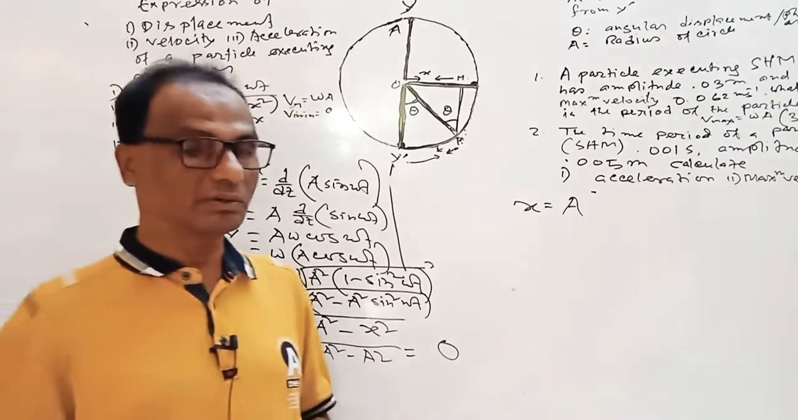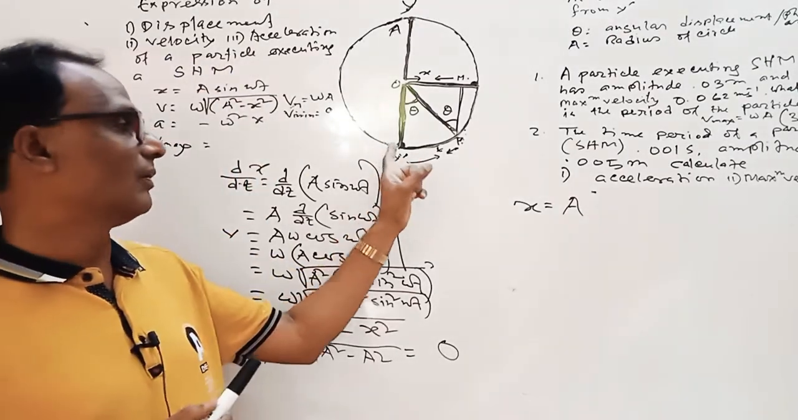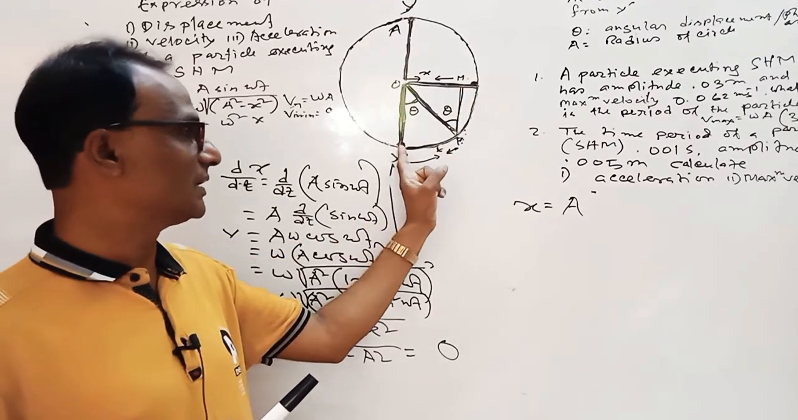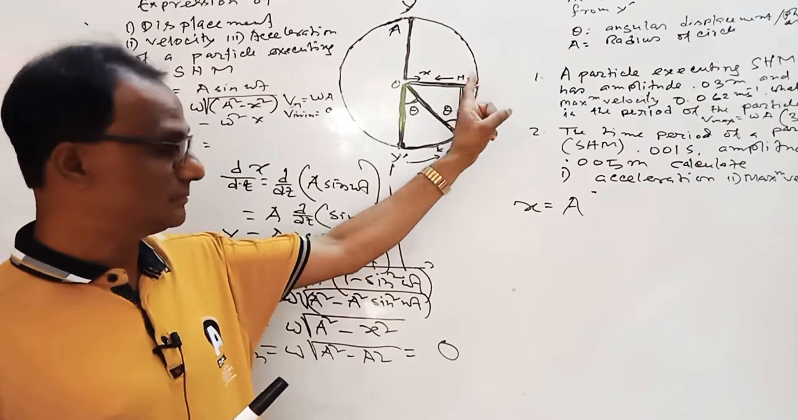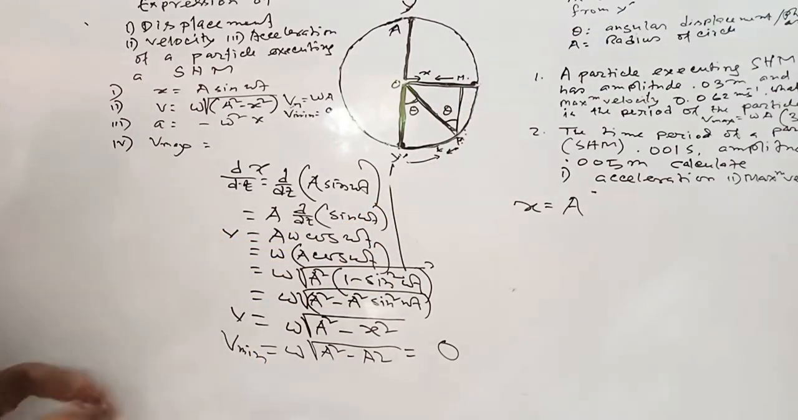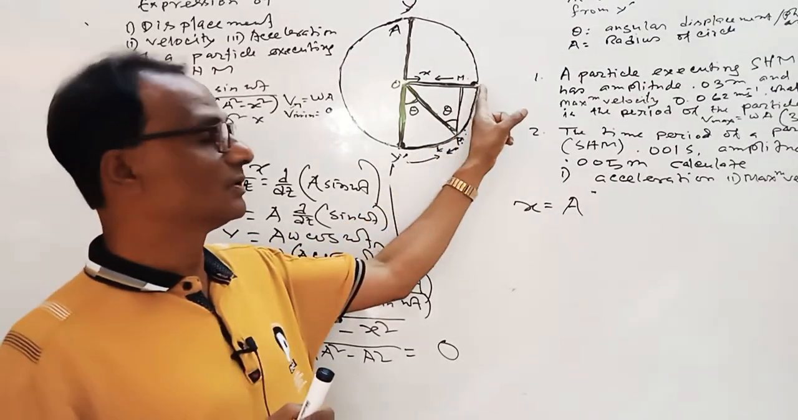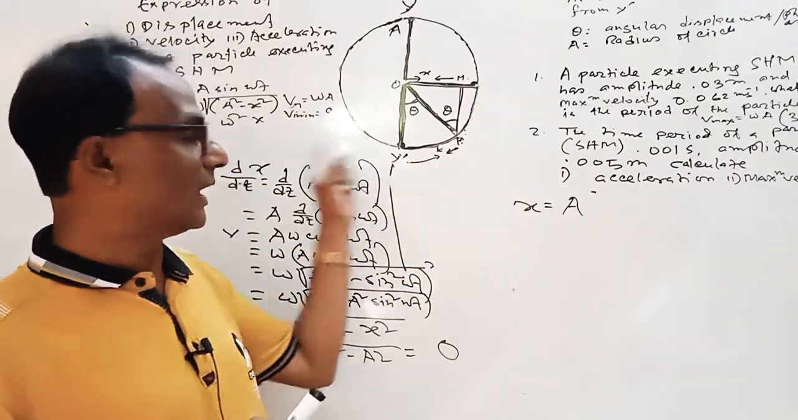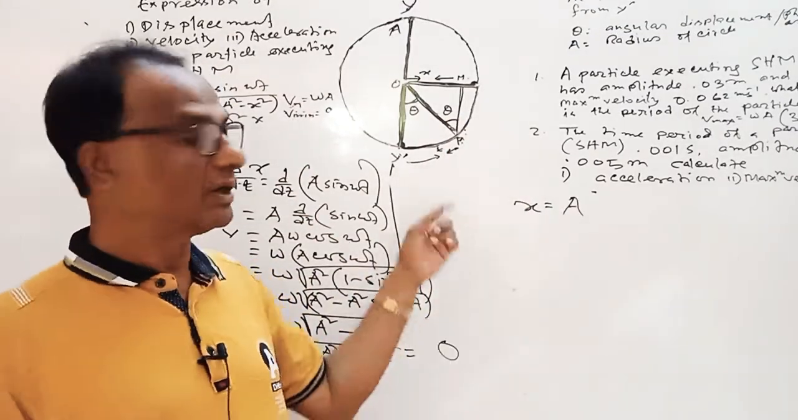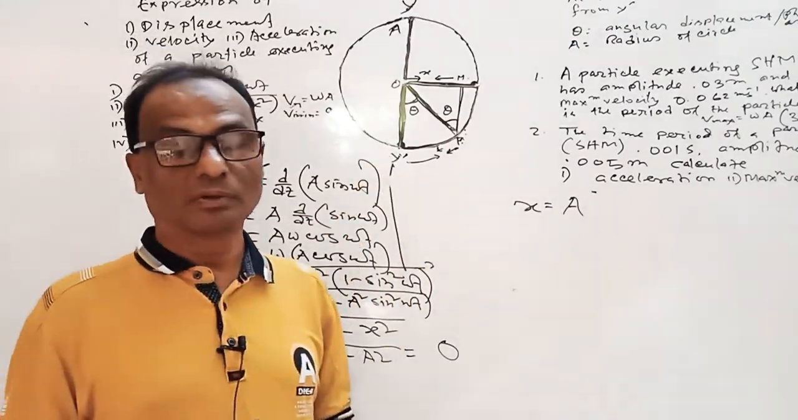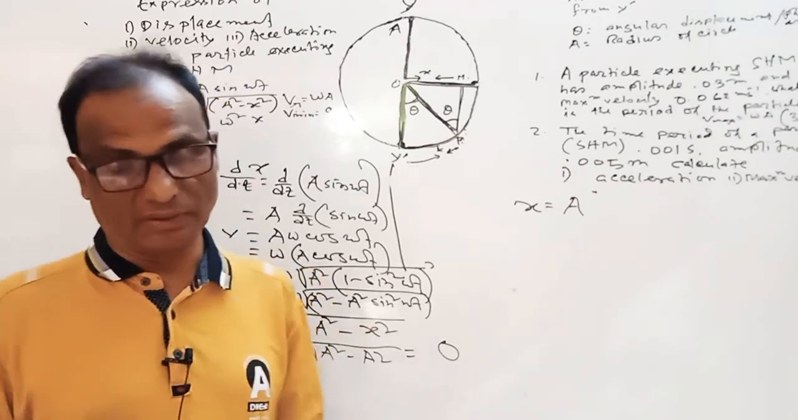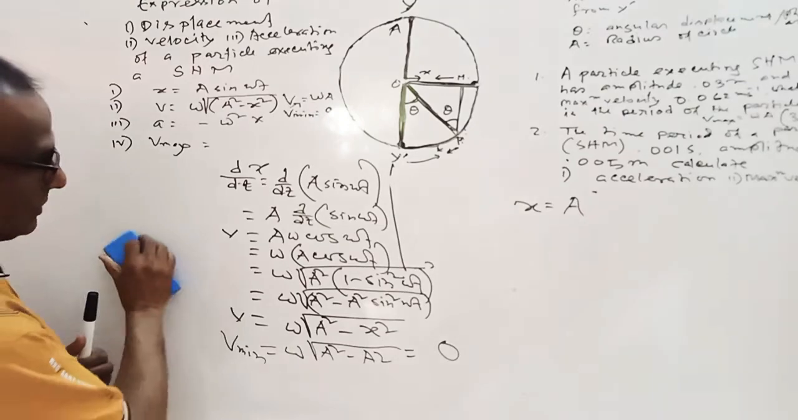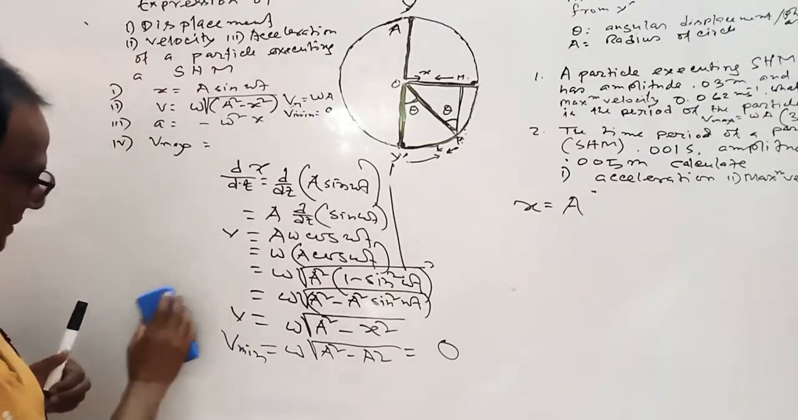So for the condition of minimum velocity, when the particle moves from here to there, here the acceleration, velocity is quite zero. Velocity is quite zero. Again it goes back to the equilibrium position because of the imbalance force, you know. So we would like to calculate this.